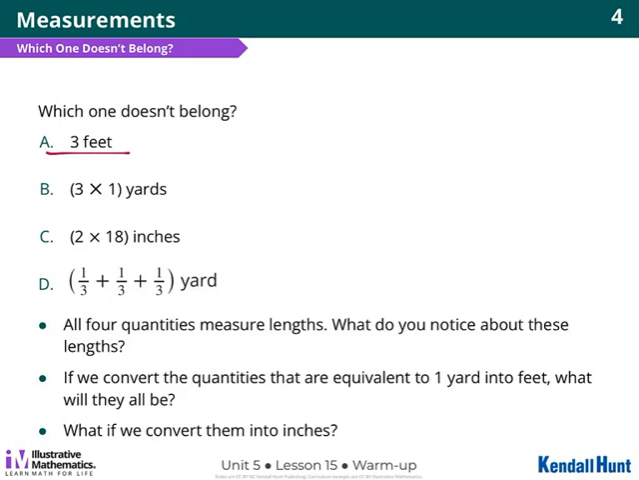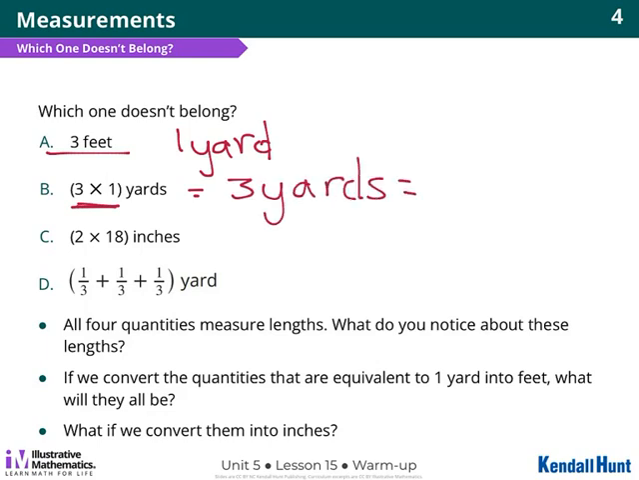If I convert it to yards, that would be 1 yard or 3 feet. Do you guys know the rule about parentheses? Always do parentheses first. 3 times 1 is 3. So this equals 3 yards. How many feet are in 3 yards? Coral. 9 feet. 3 times 3, right?